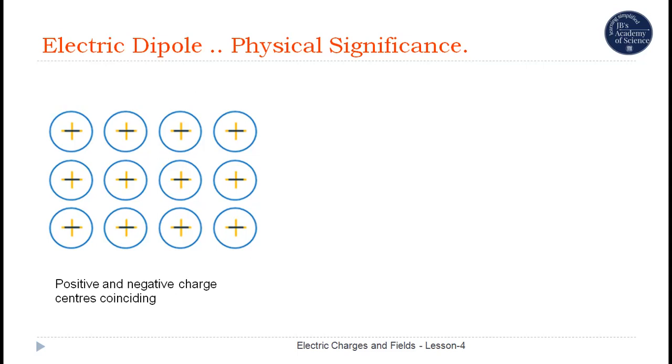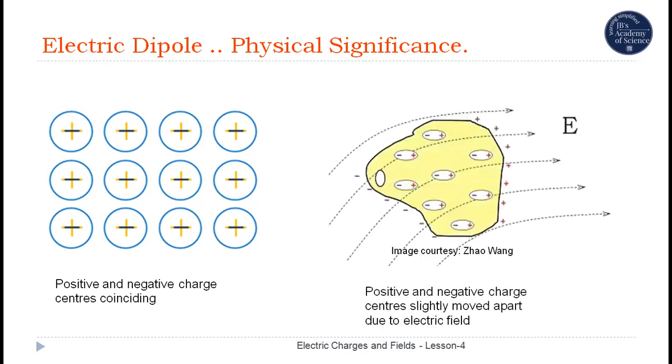The yellow mark indicates the positive charge center and the blue mark indicates the negative charge center. In all the molecules, they coincide. Now, when a material is placed in an external electric field, the negative charge center and positive charge center will both experience a force in opposite directions. Positive charge centers will experience a force in the direction of the field, and negative charge centers will experience a force opposite to the direction of the electric field.